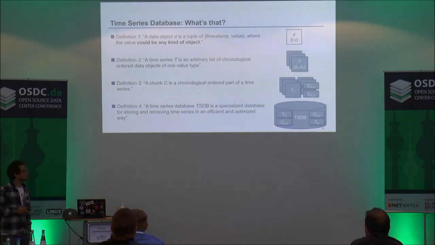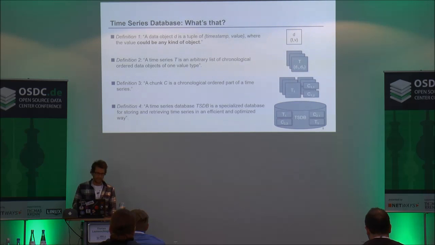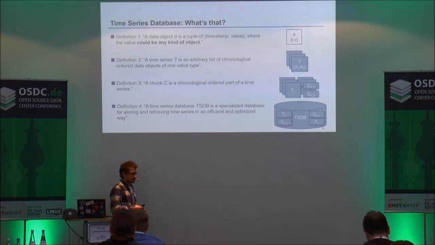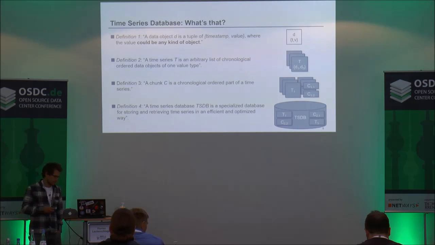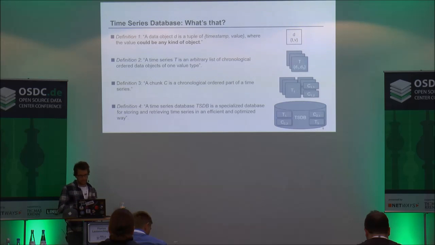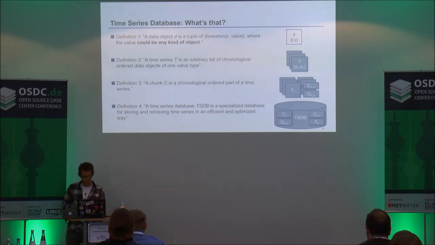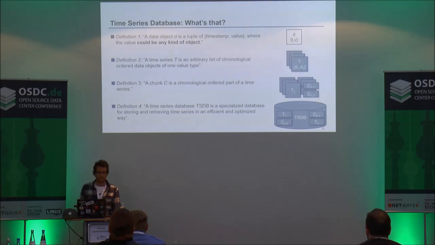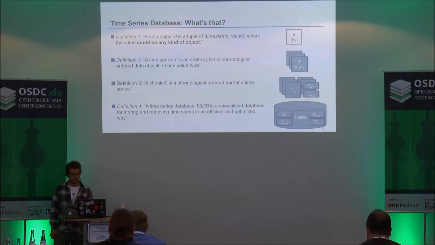For short definitions, a data object is a pair of timestamp and value. In my definition, the value could be any kind of object. For example, you can also store a trace or a log or a thread dump, whatever you want, and not only scalars. The second definition is simply the time series itself: a chronologically ordered list of data objects of one value type.